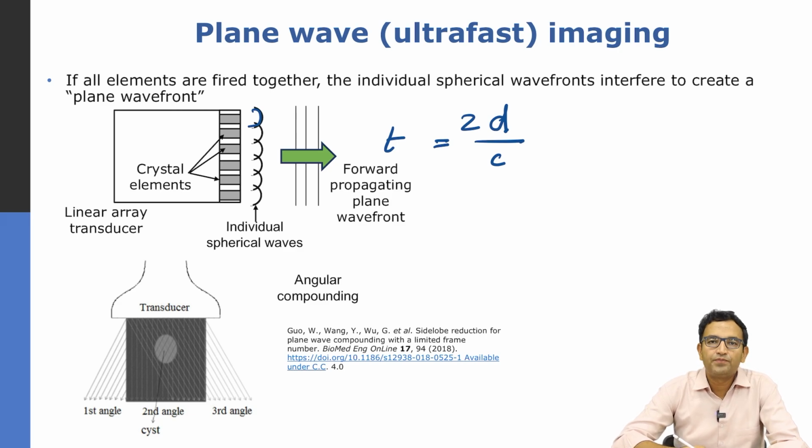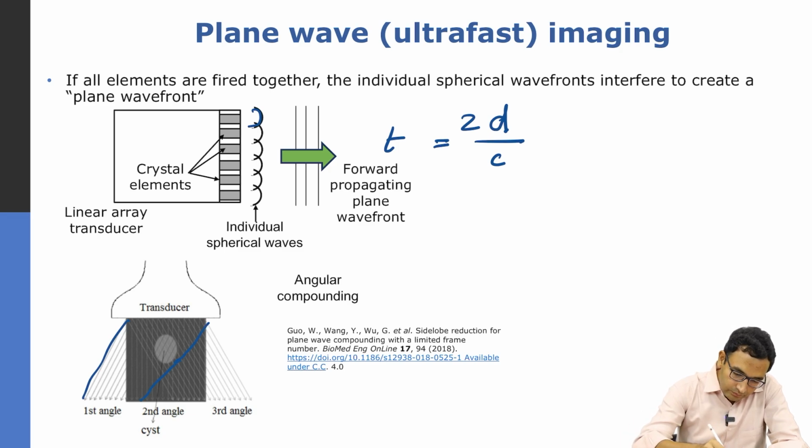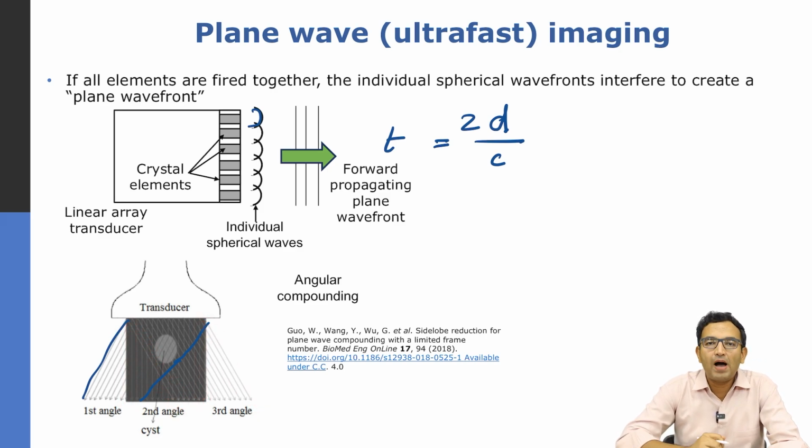And luckily there is a way. There is a technique called angular compounding which you can do. For this you need to be able to steer the beam, therefore you should use phased arrays, and you can fire the beam at angles. So, this is one angle, this is the second angle, and firing right in front is the third angle, and then you can combine the signals. This is called compounding because you are combining these three groups of signals.